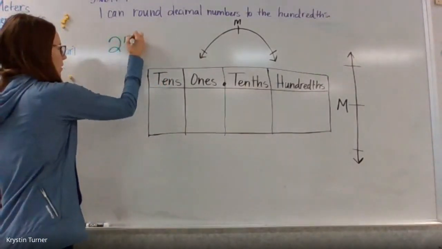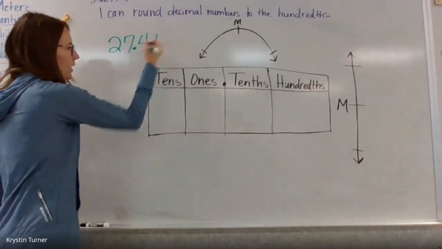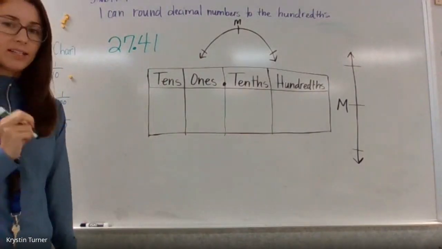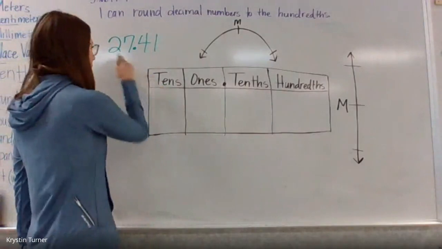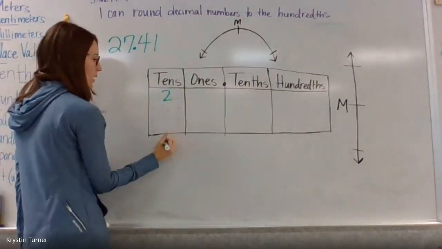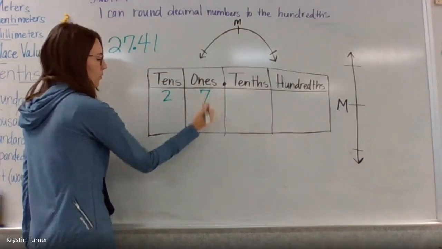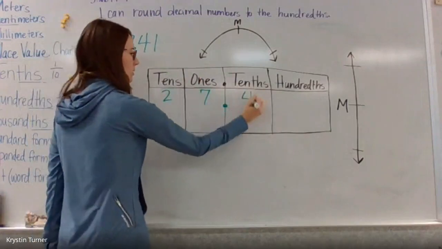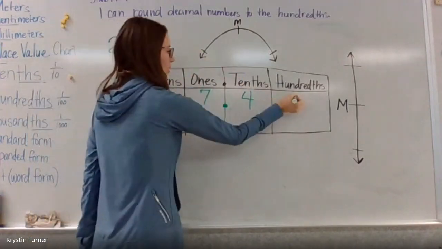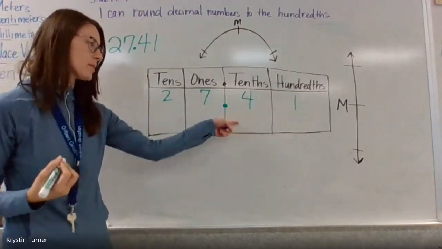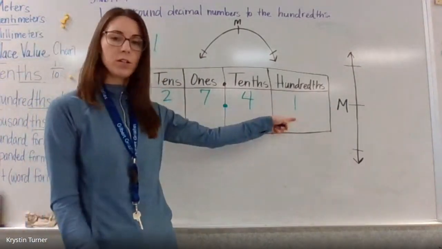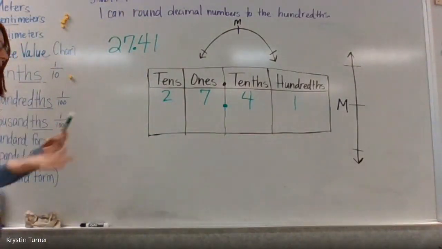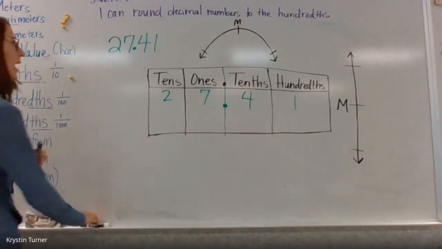So we have 27 and 41 hundredths, and we're going to be rounding it to the tens, the ones, and the tenths place value. So we're going to start by knowing that this 2 would mean 2 tens, right? 20. This 7 would be 7 ones, just 7. Decimal point, 4 tenths. And then this 1 would be 100th. We can think 4 dimes, 10 of them make 1 whole. 100th would be 1 penny, 100 of them make 1 whole. Right? Okay, so let's start with rounding it to the tens.